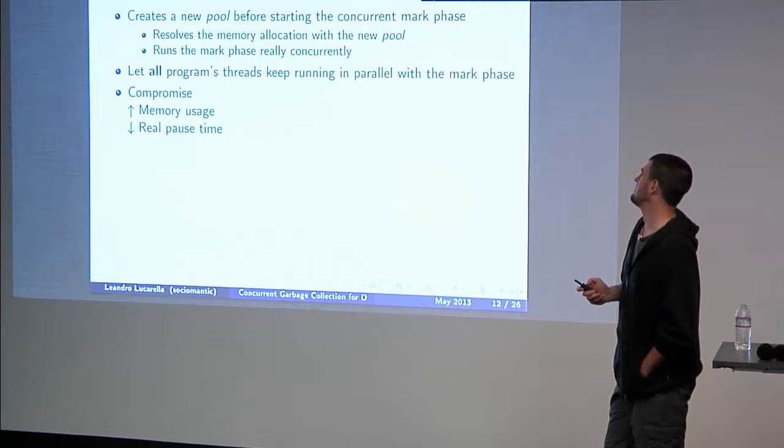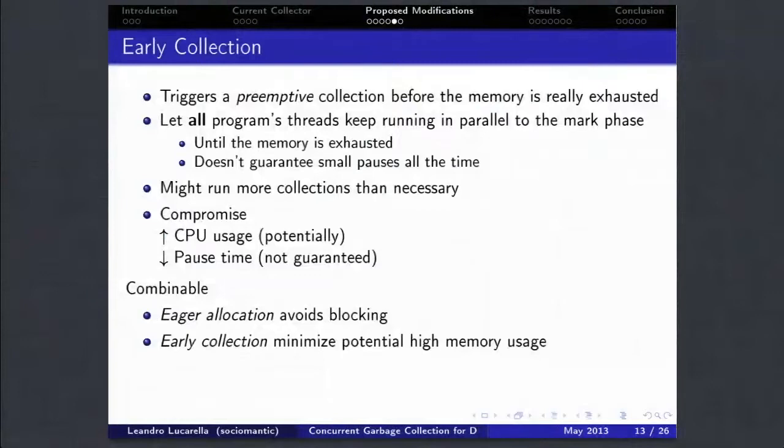Okay, so problem, potentially more memory usage. The good thing is the pause time is really, really minimized to fork, and the allocation time. Another optimization, early collection. This is something more in the terms of what Walter says. The idea is basically not to wait until you run out of memory, but to trigger a collection, a preemptive collection, before the memory is exhausted.